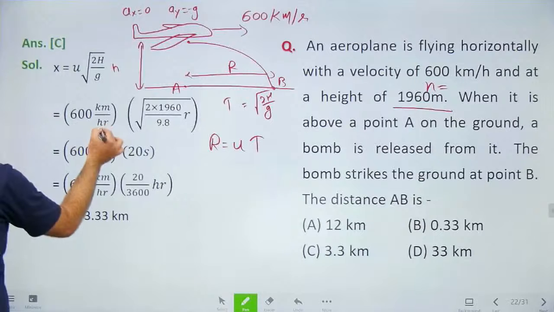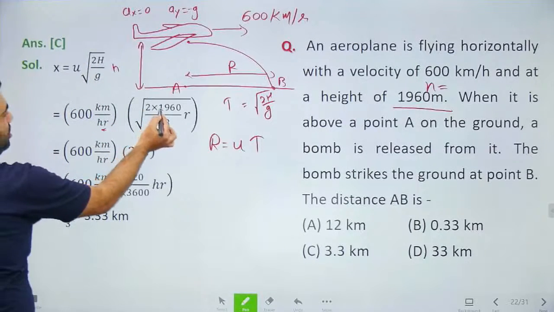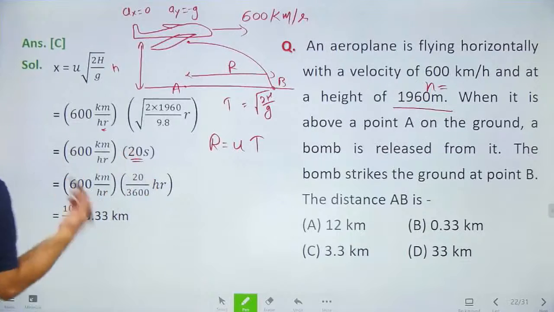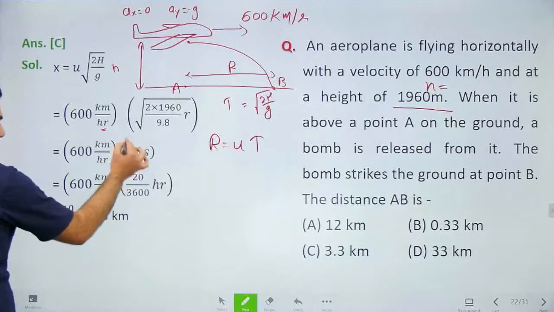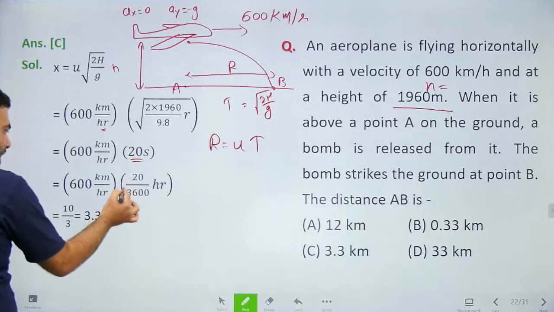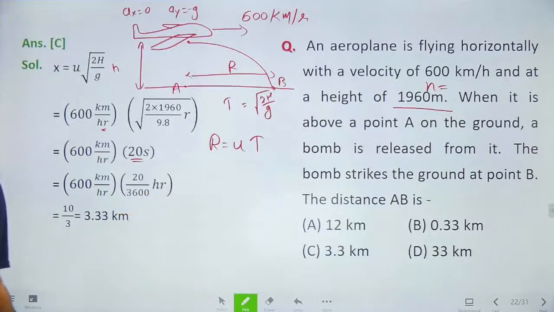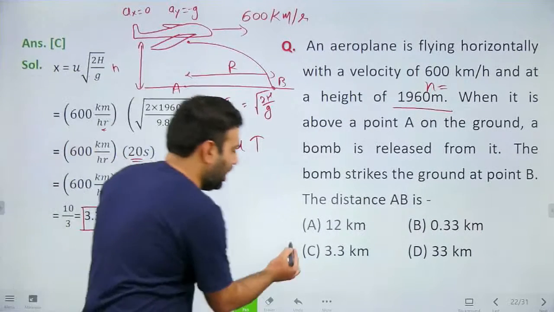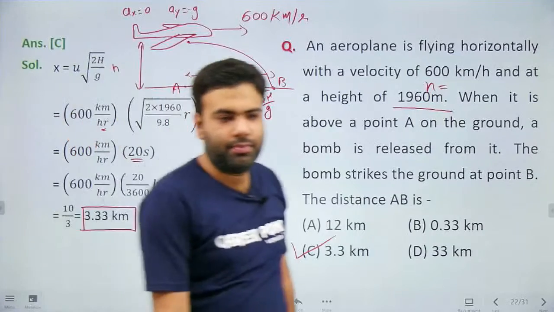Now u is given in kilometer per hour and h in meters, and you will get this time, which is 20 seconds. You have to convert this into hours, that is 20 by 3600 hour, and you will get 3.33 kilometer as the range. So the answer is option C.